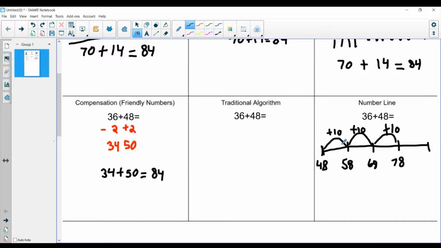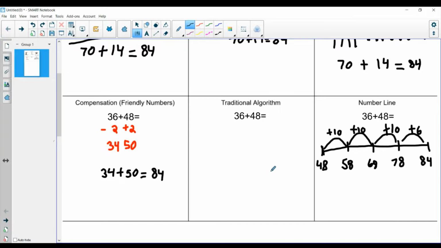78. So I've added 30 so far, but I need to add 36 in total. So now what I'm going to do is add 6 more. 78 plus 6 is equal to 84. This is how you would use number line for addition.